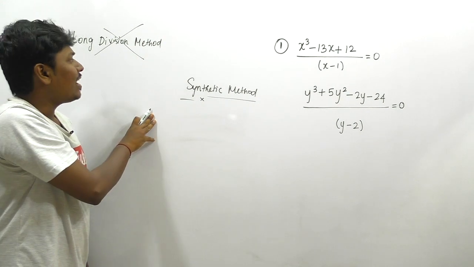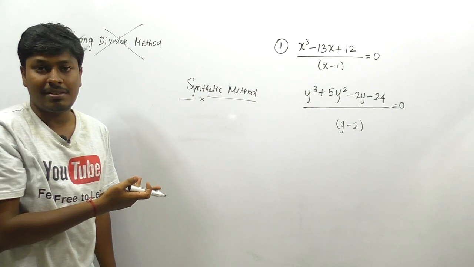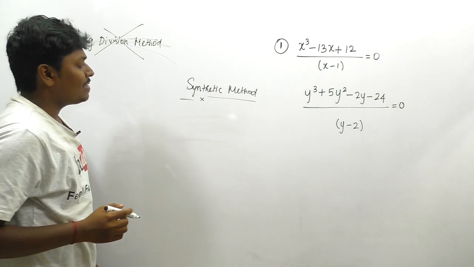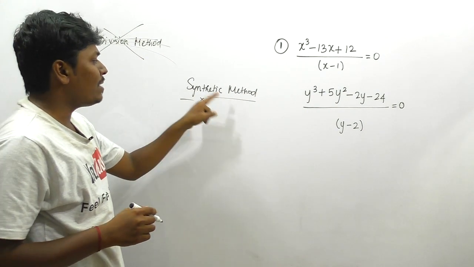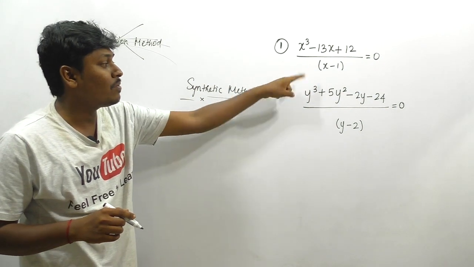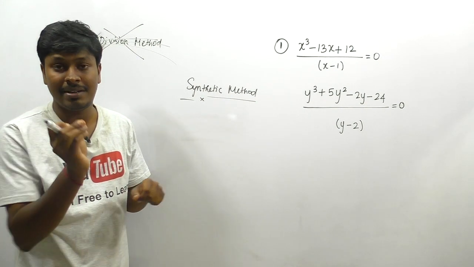Why? Because I won't say that this is the long division method. I used to say that this is the long procedure method. So I think we had better avoid this method. We can follow the synthetic division method. Why? Because the synthetic division method is so easy and you can crack these types of questions within 30 or 20 seconds. We can easily find the factor by using a simple trick, right?